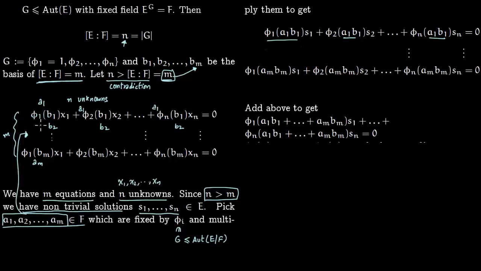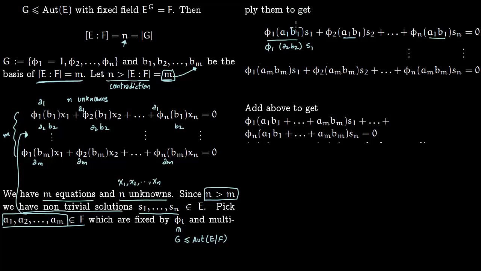For the second equation you multiply with a2. So you have a2 b2 here, a2 b2 here, a2 b2 here. Correspondingly you will again have phi 1, but inside you will have a2 b2 s1, and so on. And in the last equation you multiply by am, so am will get inside. You have am bm s1, phi 2 am bm, all the way to phi n am bm. So these are the equations you get.